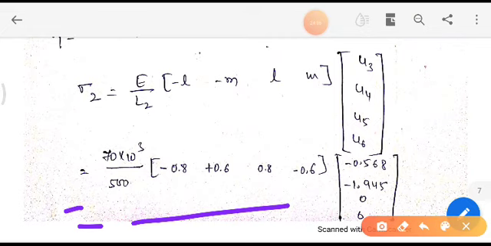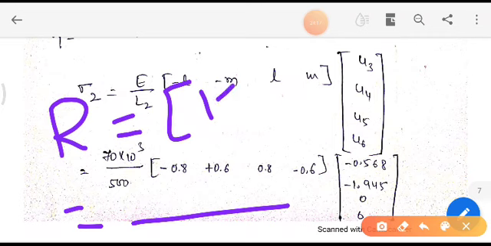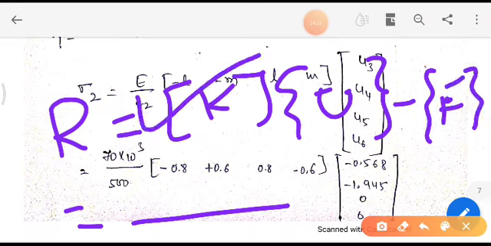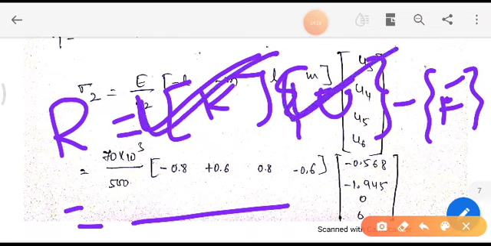Once you do that, the reaction forces we can calculate by using the formula R is equal to K into U minus F. K is the global stiffness matrix, U is the displacement vector, and F is the load vector. By using this formula, you can determine the reaction at the support. So I want you people to calculate the reaction forces and the stress in the second element.